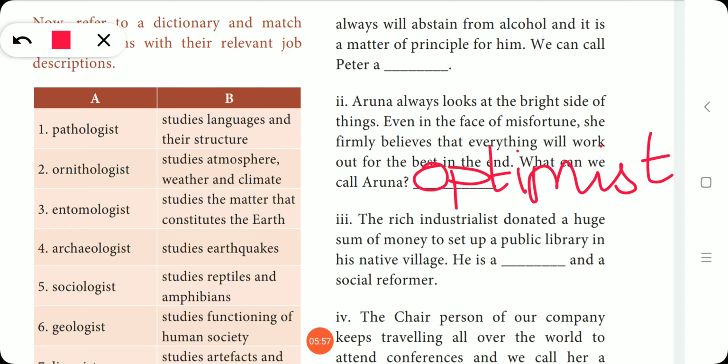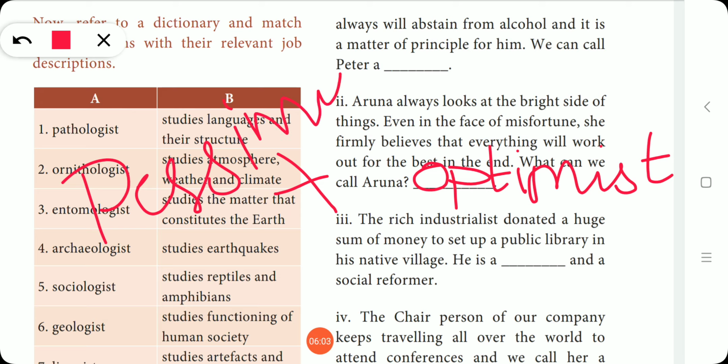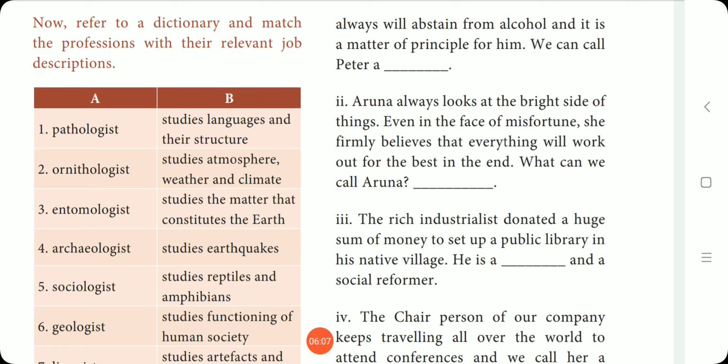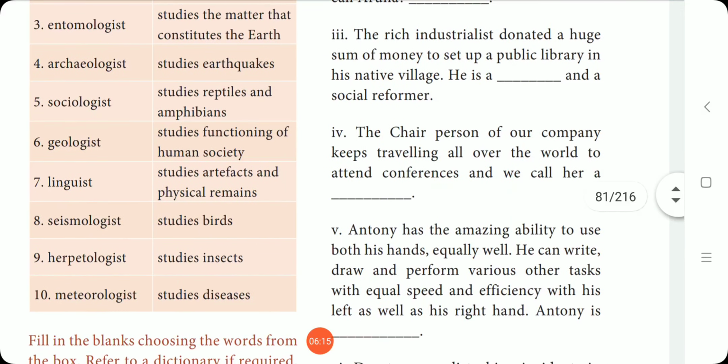Optimist has an antonym called pessimist. Pessimist, pessimism. It means a person who always has negative views, a negative attitude, is called a pessimist. So here the answer is optimist.